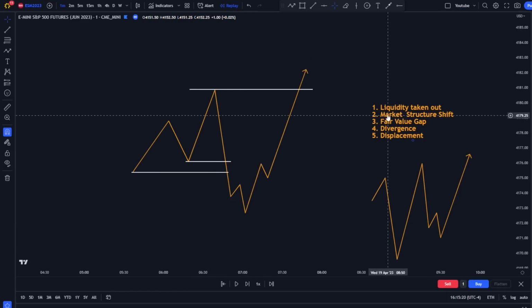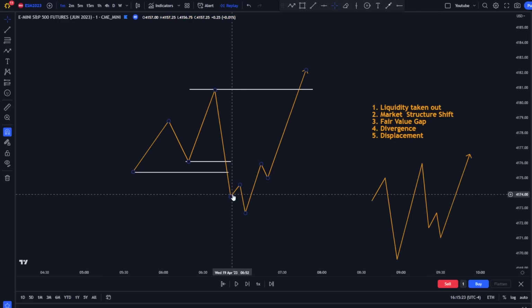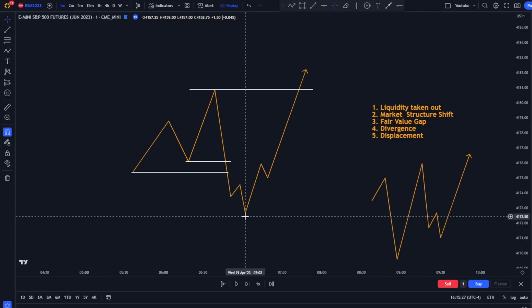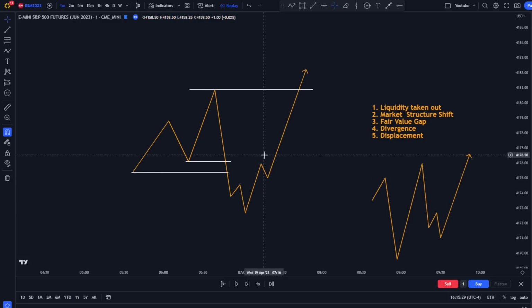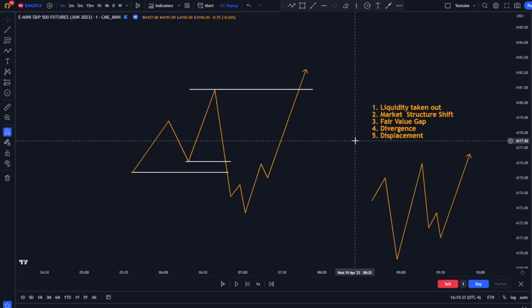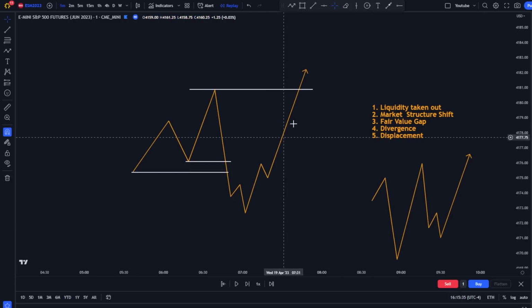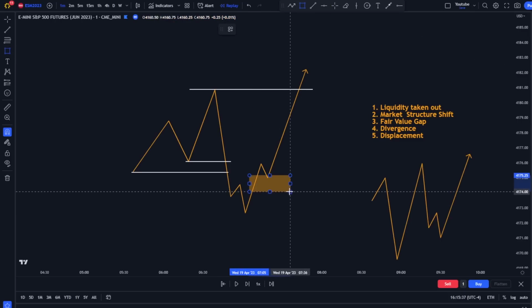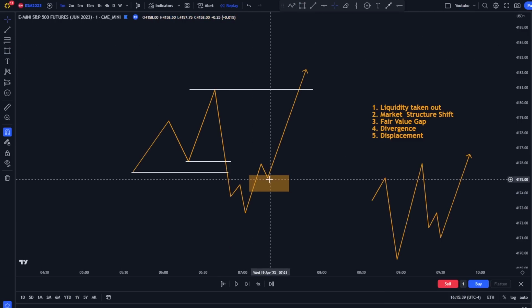After that, market structure shift. This is what a market structure shift is. You get low, high, lower low, and then a break of this high right here. After that, we want to wait for fair value gap, which would be right here, and enter on this fair value gap.